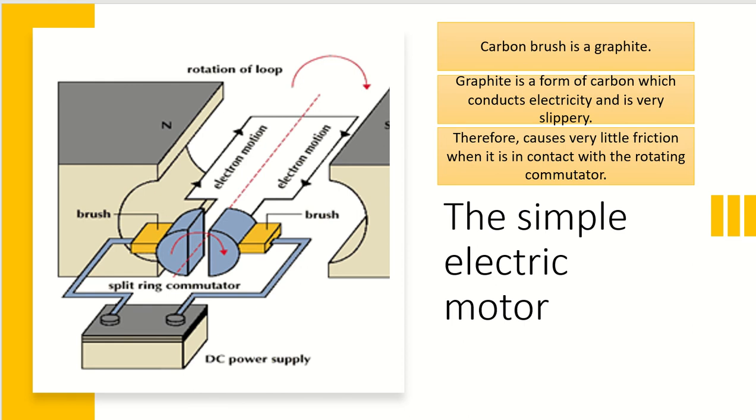The coil is connected via two metal or carbon brushes. So here are the carbon brushes, connected to the battery. For your information, a carbon brush is graphite. Graphite is a form of carbon which conducts electricity and is very slippery. Therefore, this causes very little friction when it is in contact with the rotating commutator.